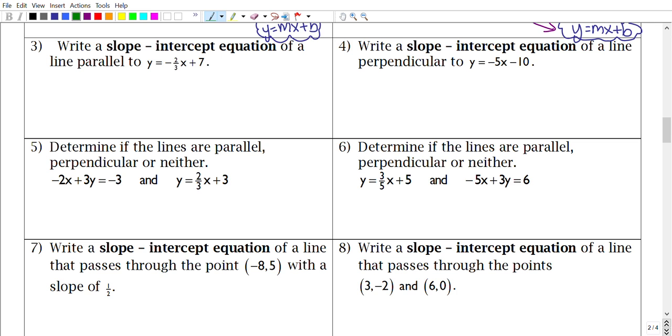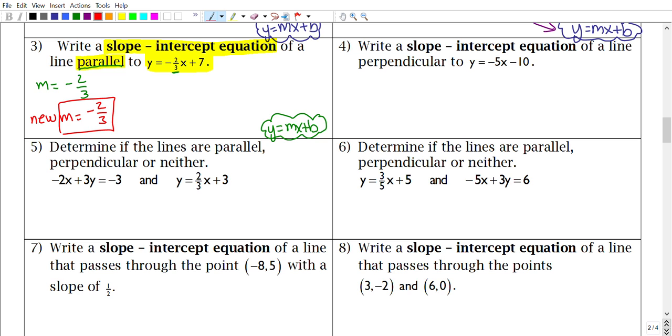Alright guys, let's go ahead and try out number 3. So what's being asked? Write a slope-intercept equation, so y equals mx plus b, of a line that is parallel to this line, y equals -2/3 x plus 7. So I know it has to be parallel, and hence it has to have the same slope. So if my original slope is -2/3, then my new slope, my new m, has to be the same, -2/3.